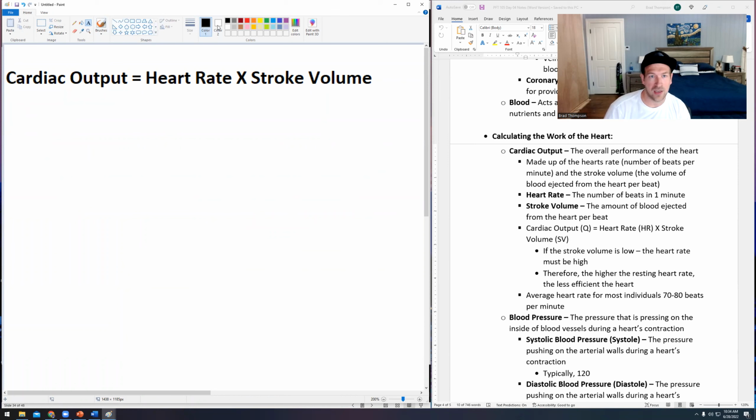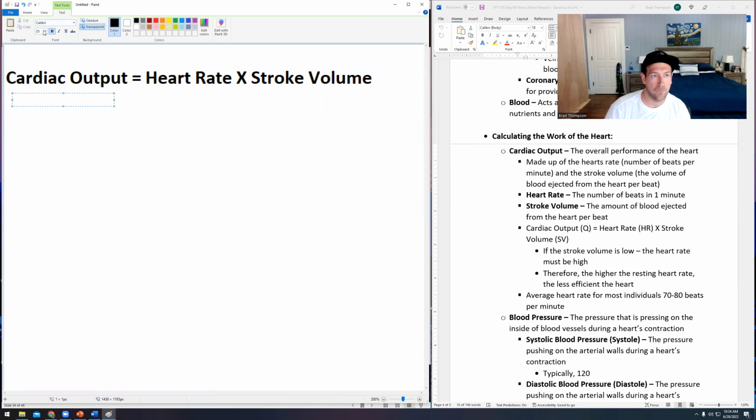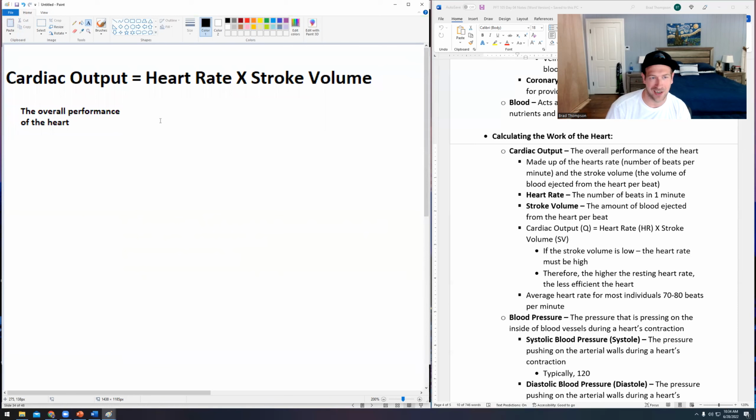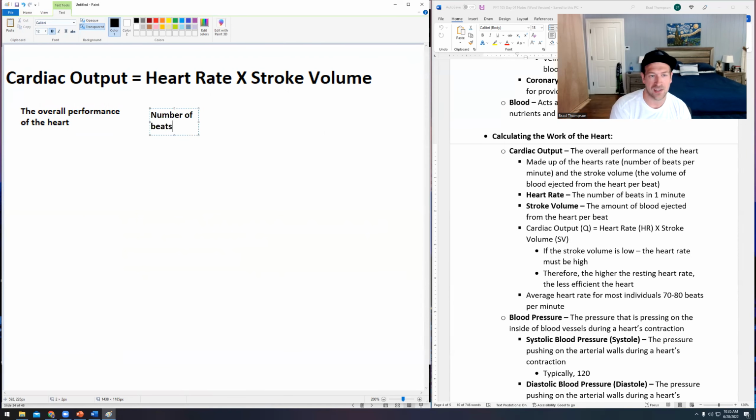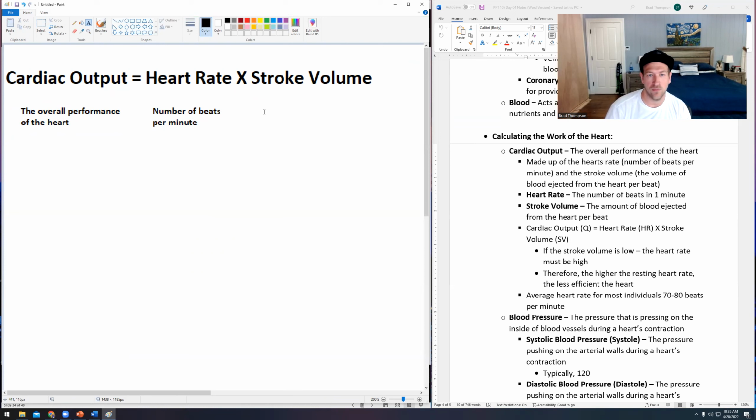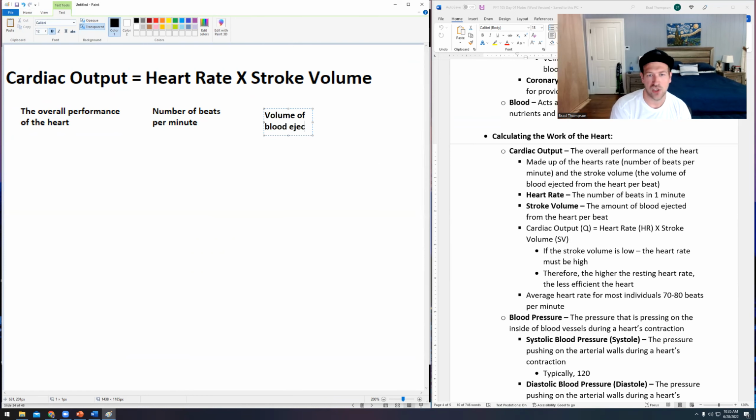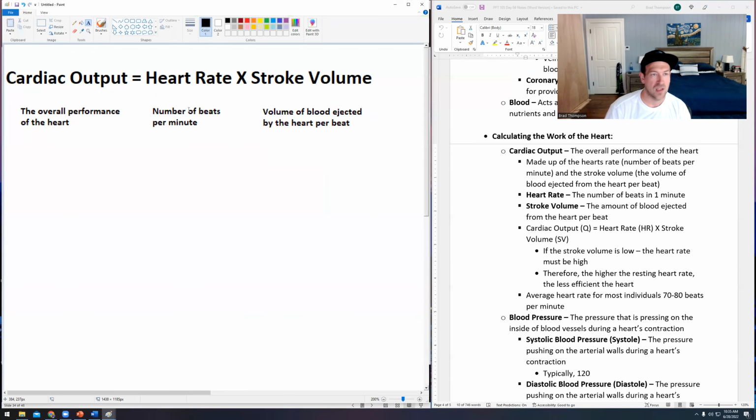So cardiac output is the overall performance of the heart. So that's your cardiac output. That's the overall performance of the heart. Your heart rate is the number of beats per minute. And your stroke volume is the volume of blood ejected by the heart per beat. And that's what each of those things is.